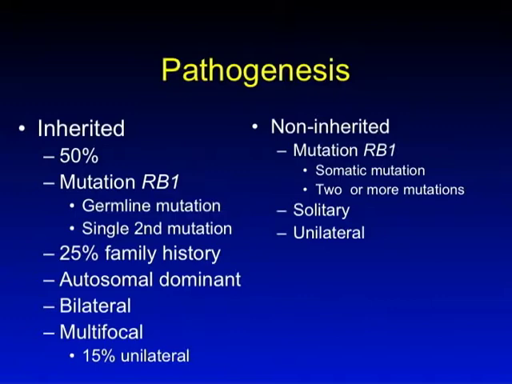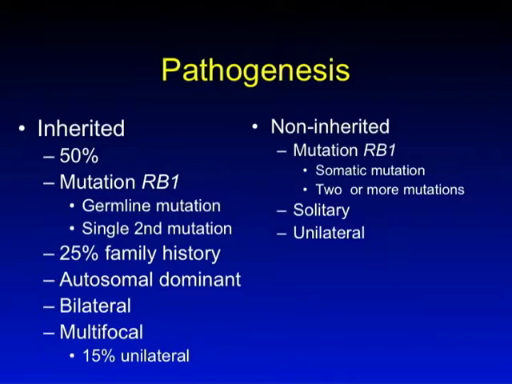So there are two forms of retinoblastoma. One is inherited, where basically there is a base mutation, that is a germinal mutation, and then there is a second mutation that needs to happen. So then it will cause basically the tumor. The non-inherited will have two somatic mutations, and then you will have a tumor.